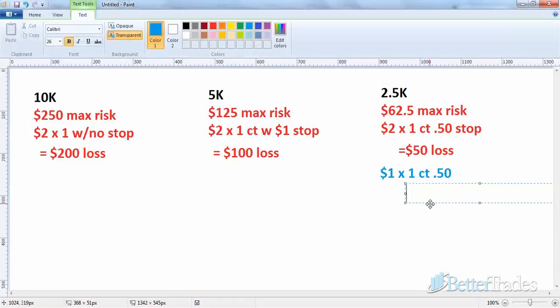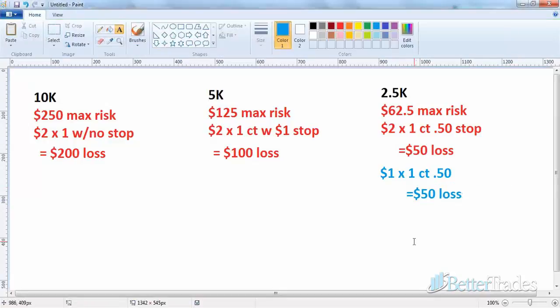Okay, so in each of these examples, have we lost less than our total account risk limit? The answer would be yes.